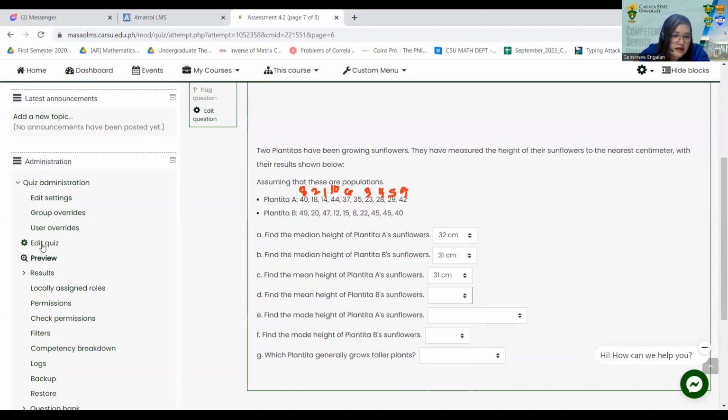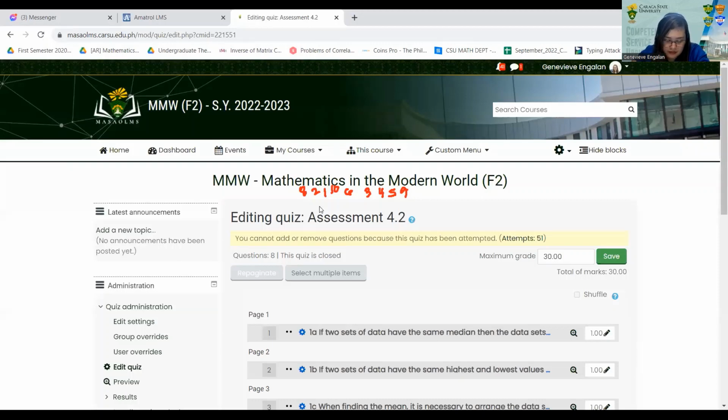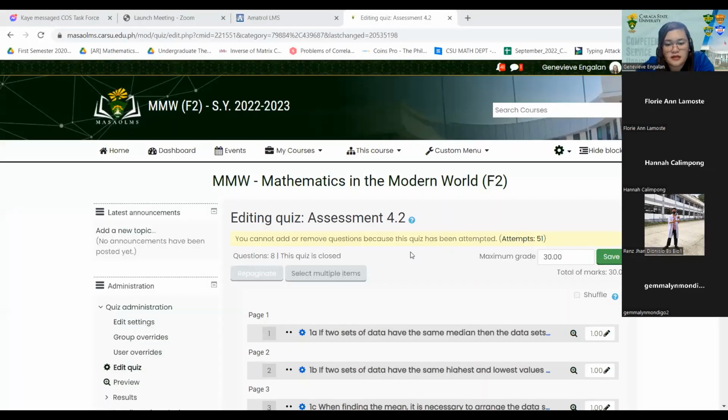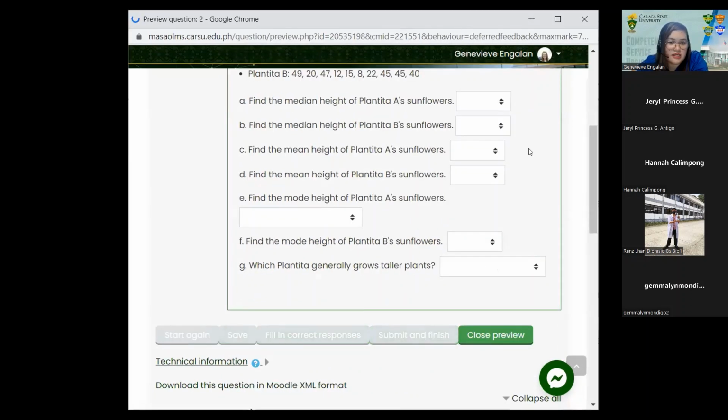Wait lang ha. Atong, ito na lang i-fill in ang correct answers ka para dili. Plantita A and to okay. Okay, kini man to ang naisayop, di ba? No? Yes, ma'am. Yes. Kani. Okay, so let's fill in the correct responses.